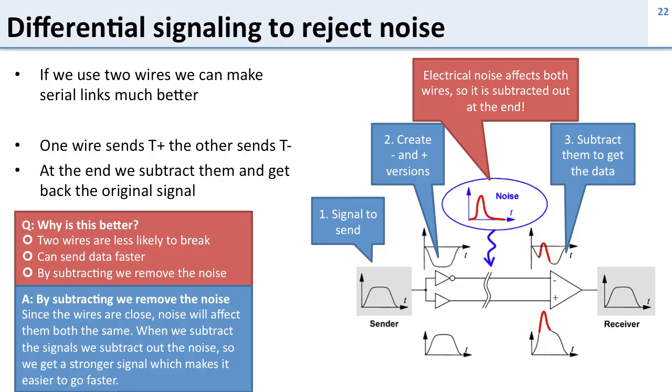Well, it's better because when we subtract, we remove the noise. We have 2 wires, and if they're close together, whatever noise is coming from outside will affect them both the same way. When we subtract them, we get rid of that noise, and that gives us a stronger signal, which means we can make our data go faster.